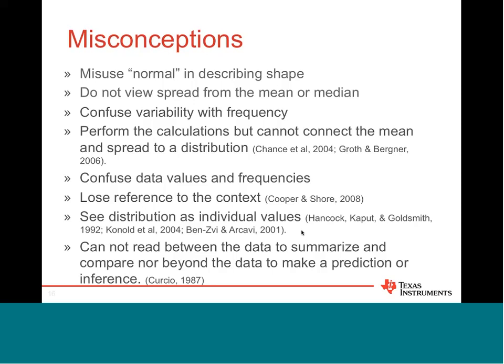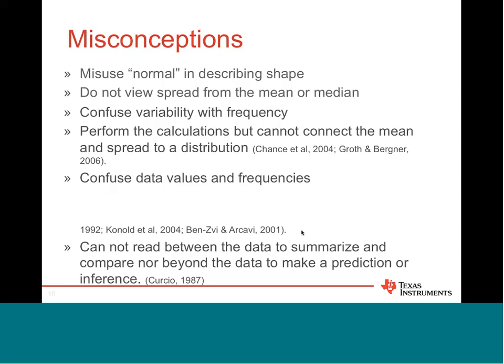So they lose reference to the context that Robin and I both talked about, and they can't read between the data to summarize and compare, nor beyond the data to make some kind of an inference. So these are all things that we as teachers should actually be trying to make sure that our kids understand. These are potential misconceptions, and we should help them work through them.